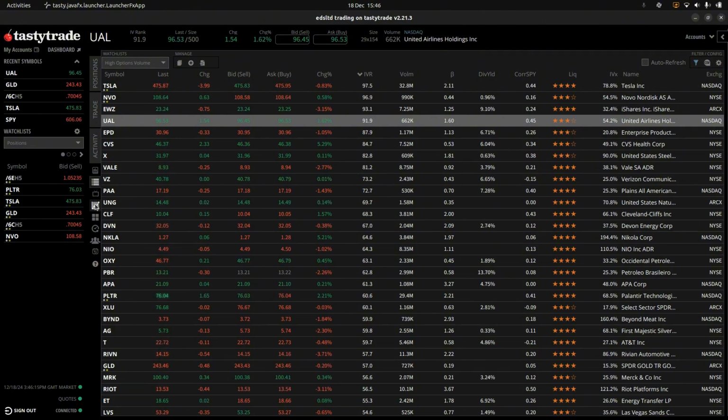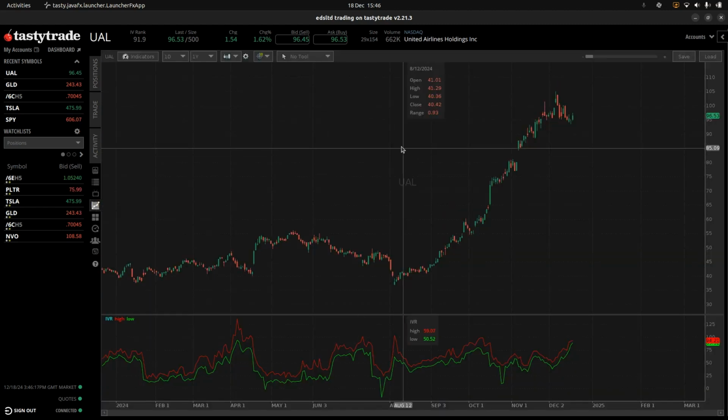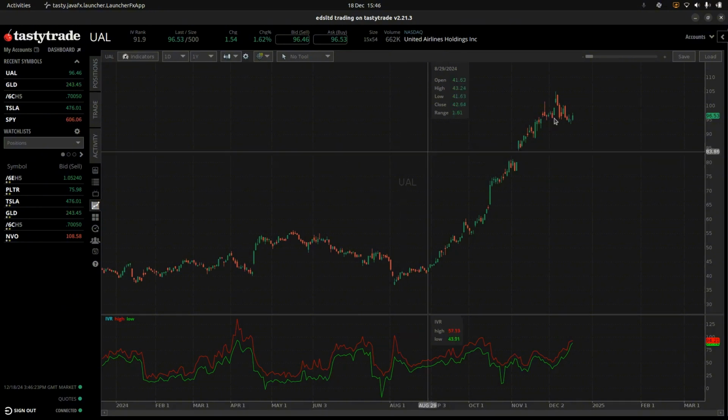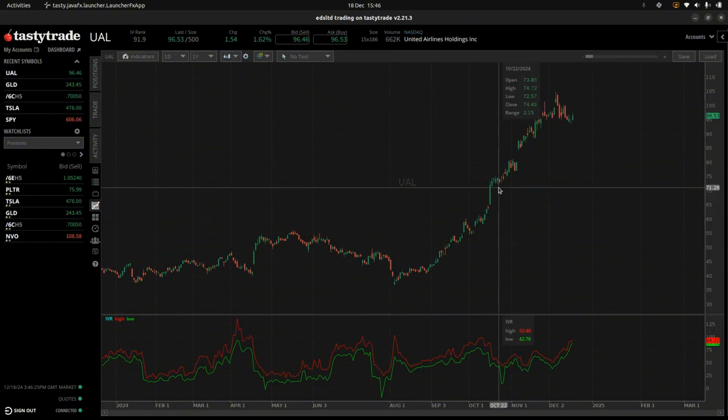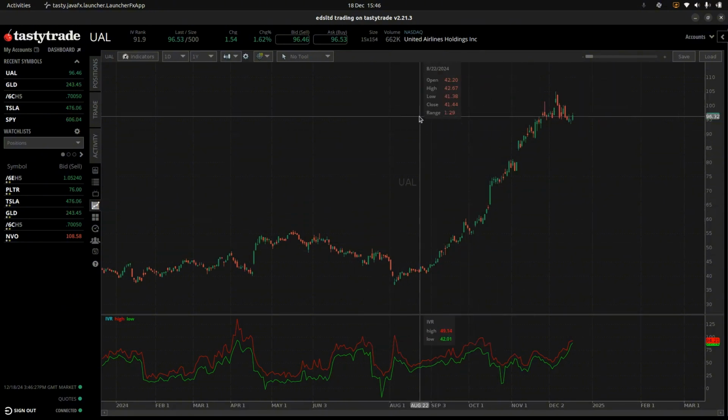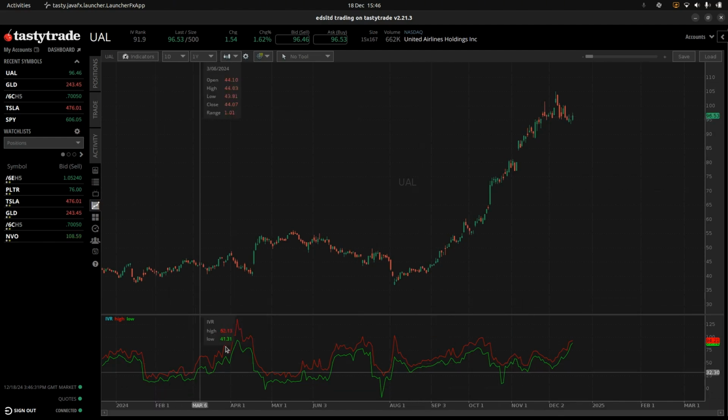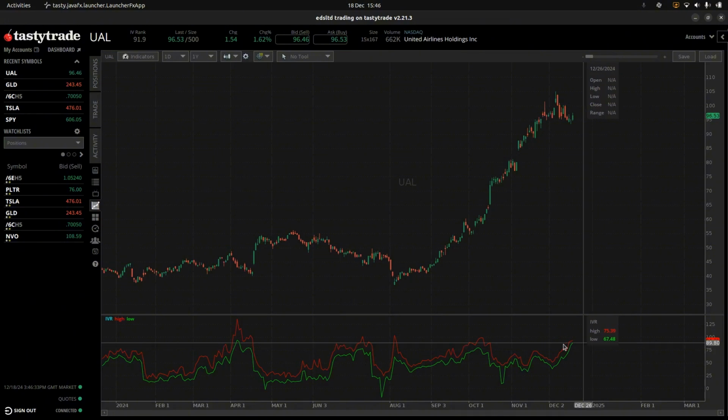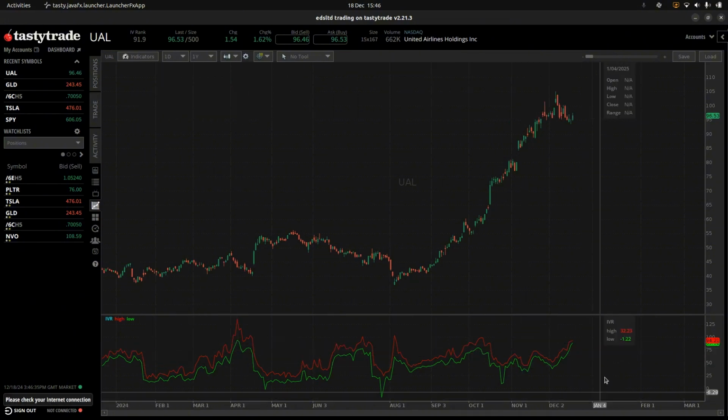So let's just take a look at UAL. Just so everybody knows, we do not trade based on the charts. It doesn't matter what the charts look like. This is simply just so you can see a visual representation of what's happening, and also so we can see where IVR is relative to itself over the past year or so.